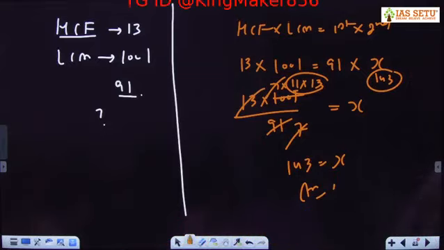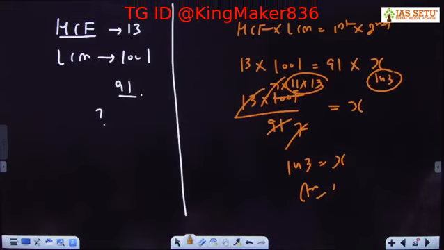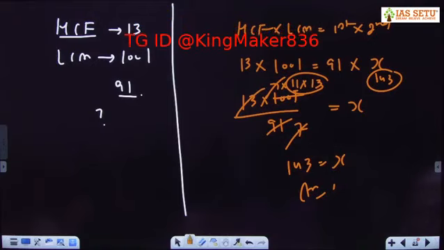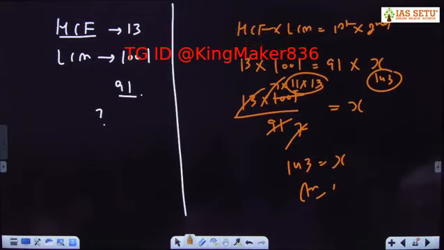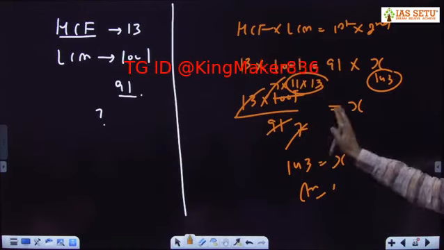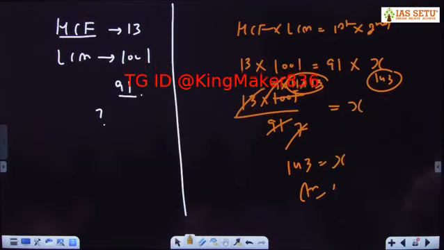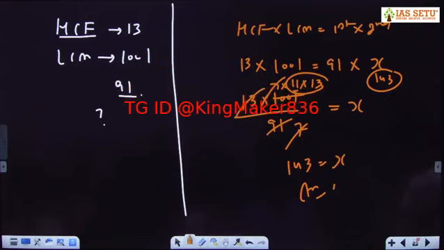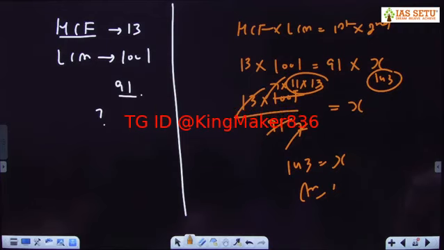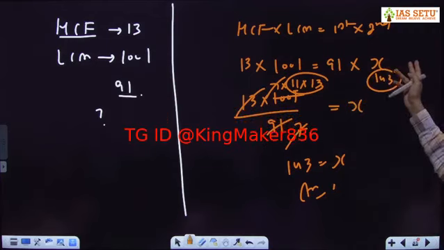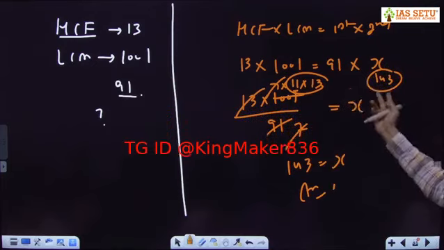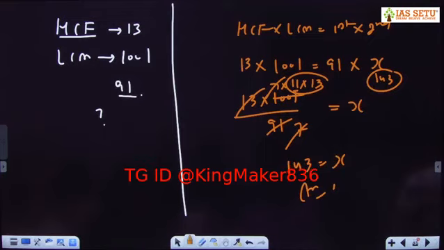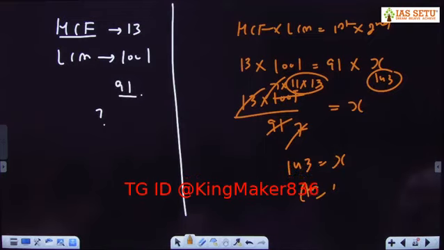This I repeat: HCF into LCM is equal to first number into second number. If HCF is given, LCM is given, one of the numbers is given, and the second number is asked, then it is a really wonderful observation for that. So HCF into LCM is equal to first number into second number. One number is given, you can find the second number by using this. Any doubt?